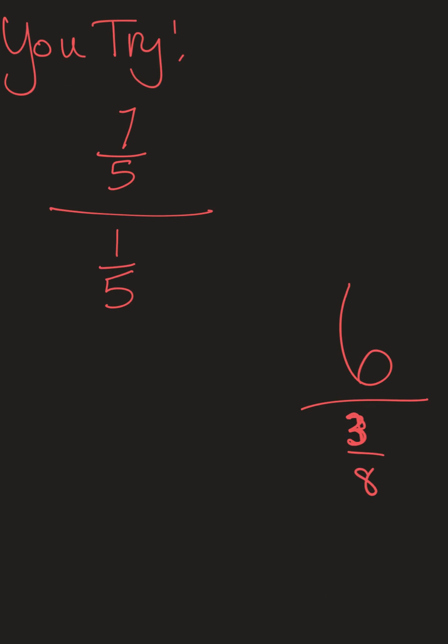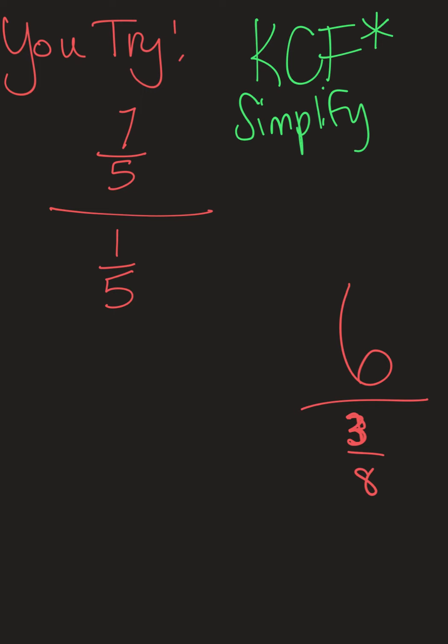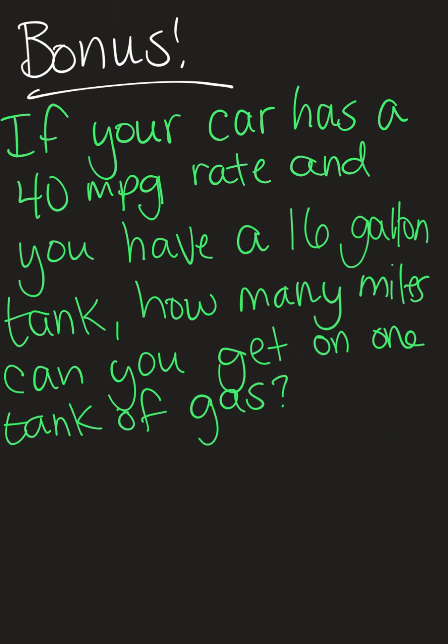All right, it's your turn to try. So we have 7/5 over 1/5. And we have 6 over 3/8. Remember to keep, change, flip, and simplify if you can. One of them you can, the other one you cannot, because it should be a whole number. So let's see what we get. Make sure to show your work on the paper and get your work checked. There's one more practice problem after this, so come back for more.